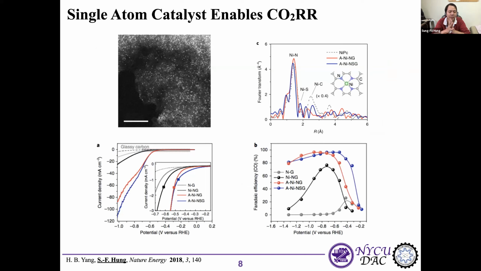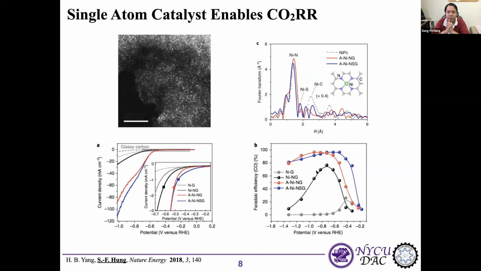Okay, but when we narrow down the nickel size to single atoms, as the atomic resolution TEM shows here, the bright spots are nickel atoms without aggregation. And the XAS also shows each nickel atom is separated by nitrogen atoms, and we can see no metallic bond is observed. And surprisingly, rather than producing hydrogen gas, the nickel single atom catalyst can generate carbon monoxide, and the Faradaic efficiency is almost 100%. So we found the size can surely affect the catalytic selectivity.